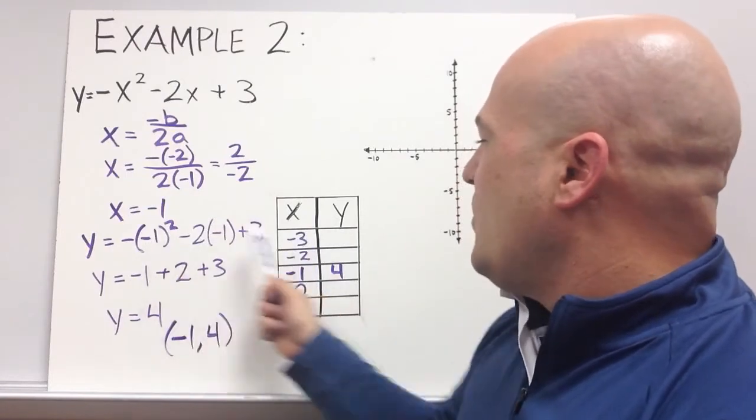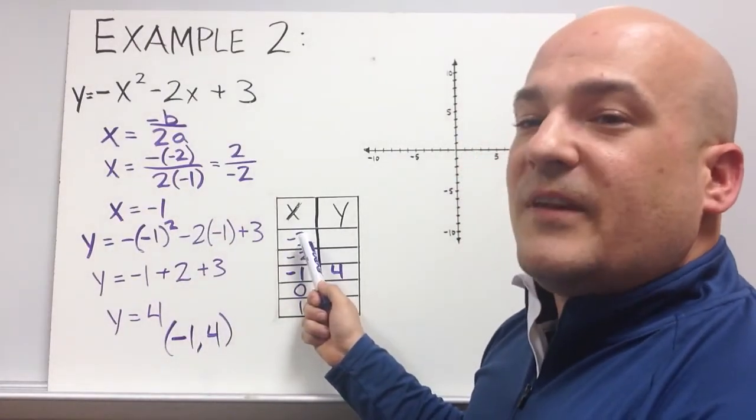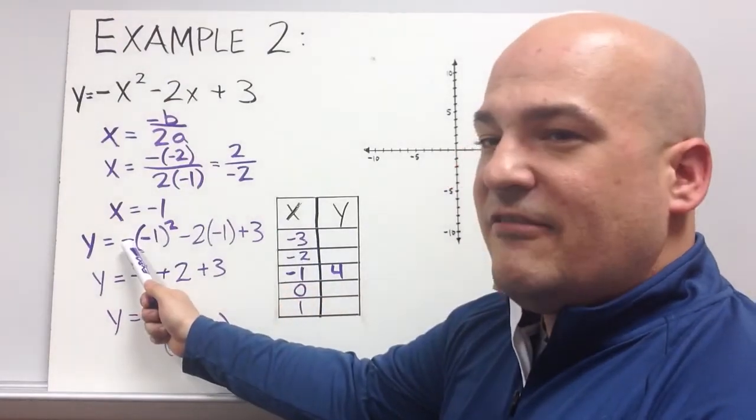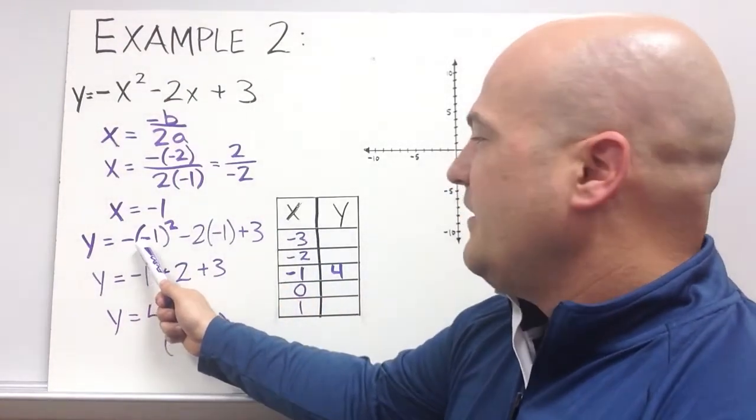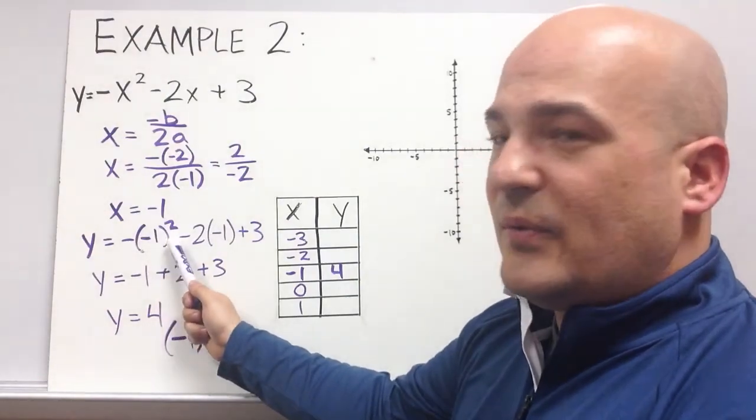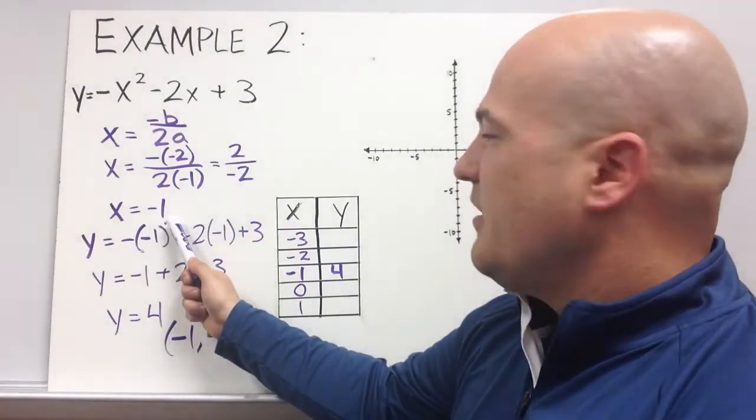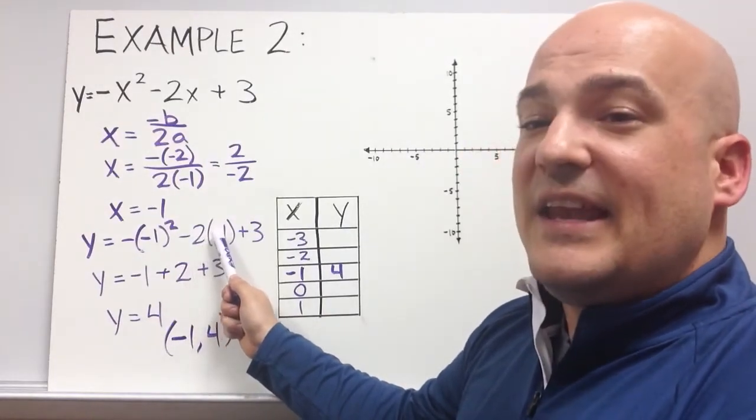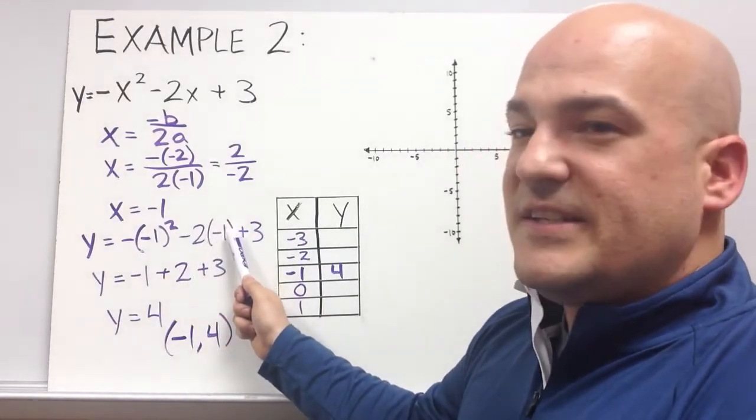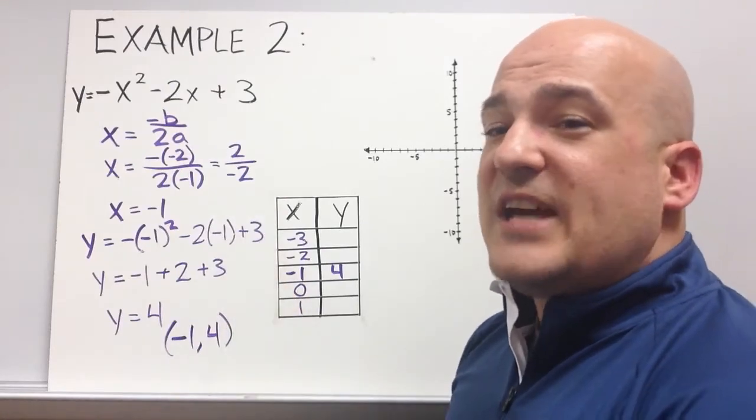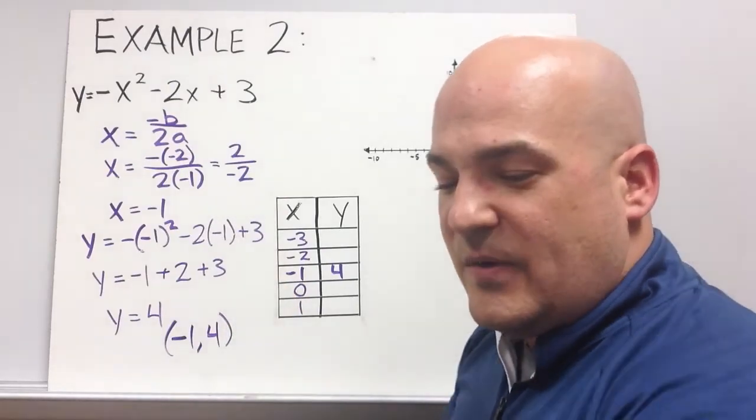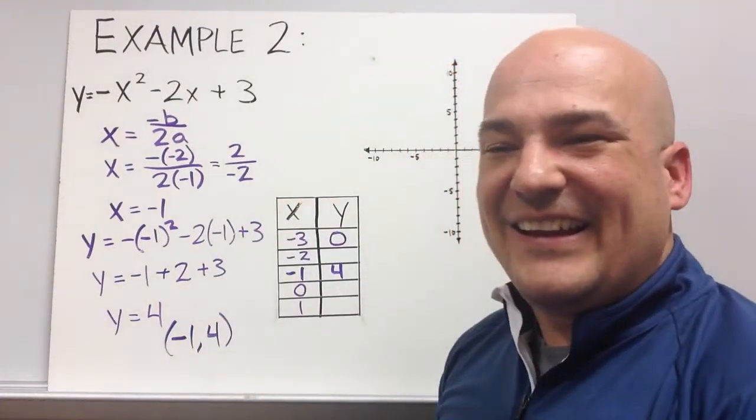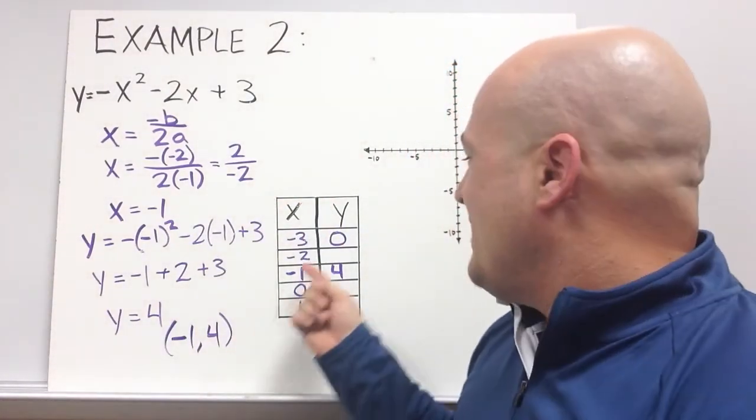Okay? Instead of negative 1, we're going to try it with negative 3. This is exactly what you should type into your calculator. Negative, parentheses, negative 3, parentheses, squared, minus 2, parentheses, negative 3, parentheses, plus 3. And when you type all that into your calculator and hit enter, you end up with 0, nothing.